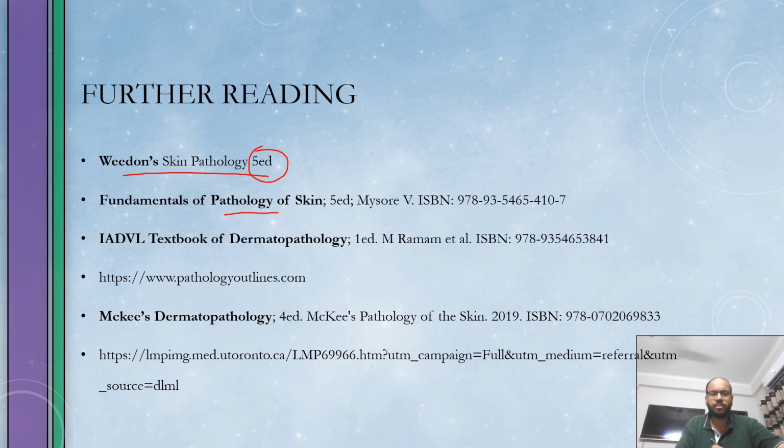Fundamentals of Pathology, I've already mentioned. IADVL textbook with dermatopathology. It's a very good book. Personal interest, I have a chapter in that, so bias is there. PathologyOutlines.com is a very good online resource. They have good quality histopathological slides, and you can actually see those features. McKee's Dermatopathology is another good book. It is simpler to understand. It is easily given in notes format.